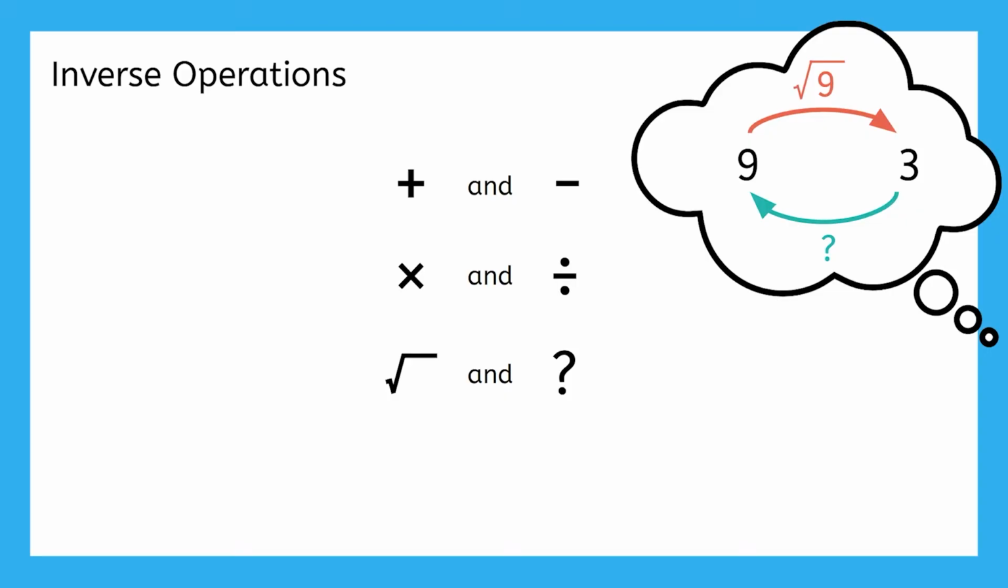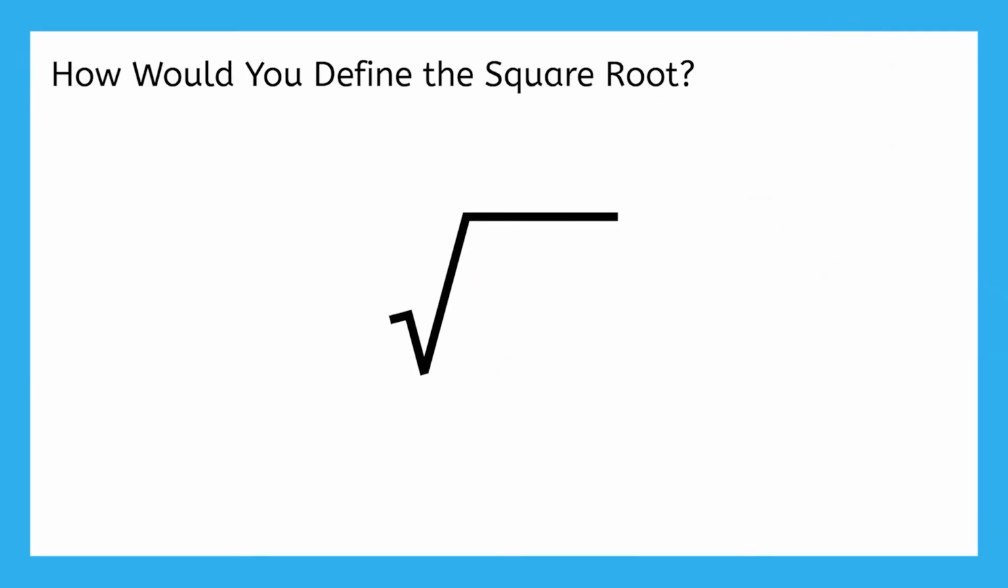To get from 3 to 9, we square 3, because 3 squared equals 9. So squaring and taking the square root undo each other. They're inverse operations. Now that we've learned what a square root is, how would you define it? Pause the video to read the definitions given by other students in your guided notes. Then write your own definition that'll help you remember what it means.